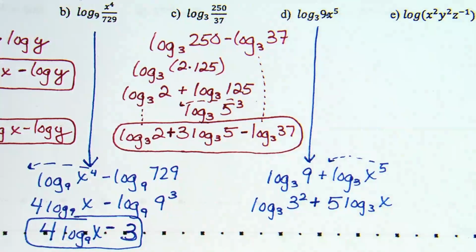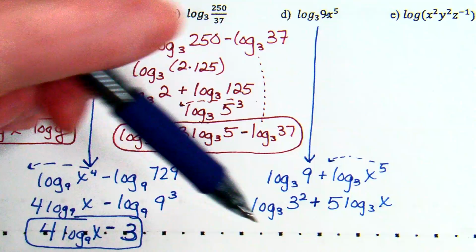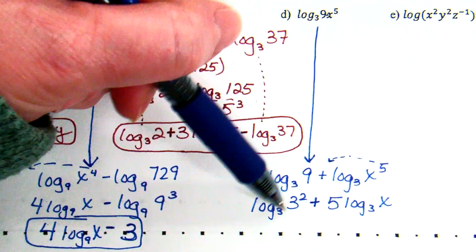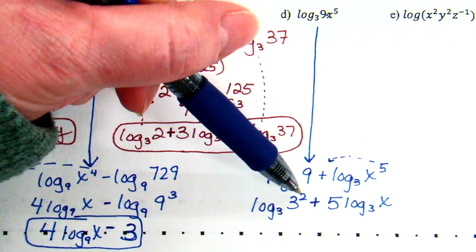Or what's the shortcut on this? Log base 3 of 3 to the second, if these 3's match, what is this log equal to? The power of 2. So you could just go straight there and say this is 2 plus 5 log base 3 of x.